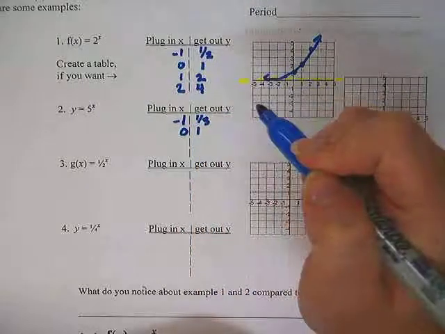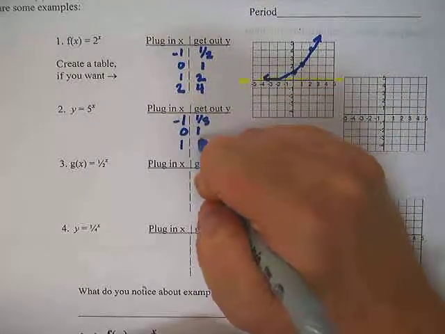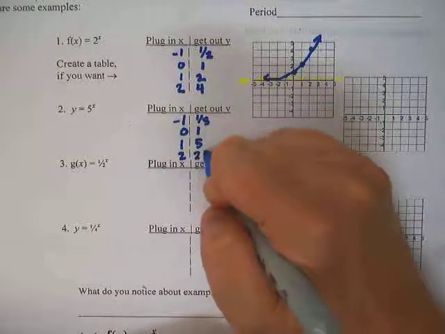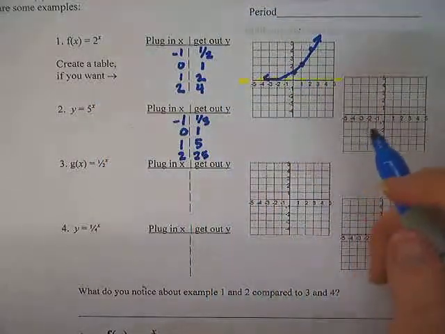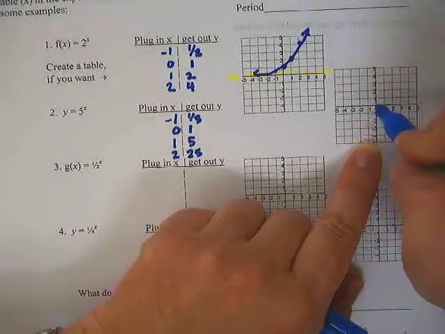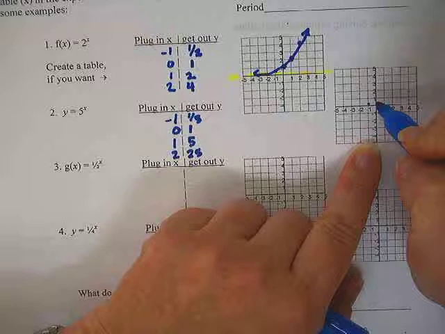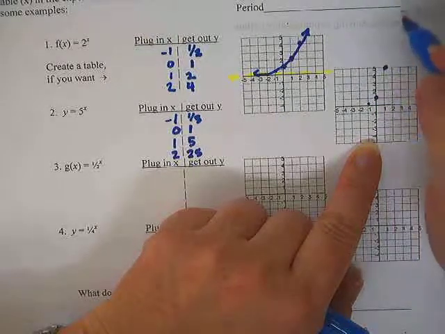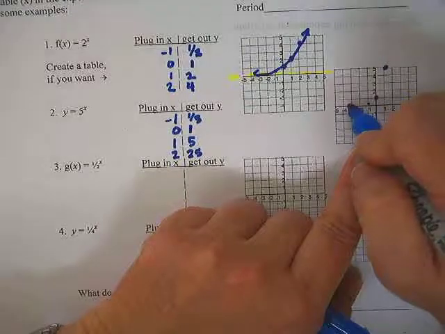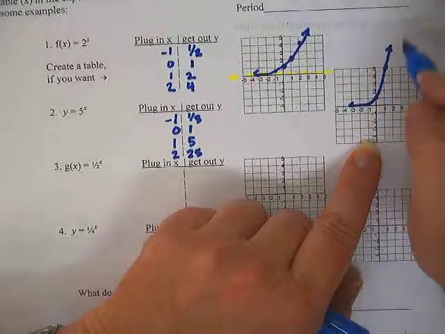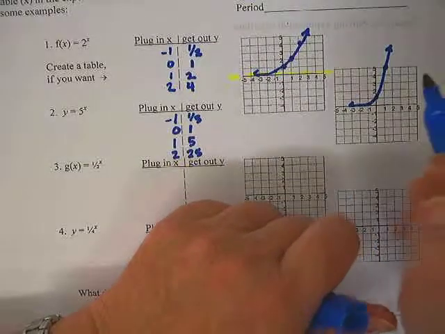So if we plug in a negative 1, this time we get a 1/5. Plug in 0, we always get 1. Plug in 1, we get 5, and plug in 2, we get 5 to the second power, which is 25. Look how big it got really quickly. So now let's graph these points and see what the difference is. Negative 1, 1/5; 0, 1; 1, 5; and then of course the next one's off the graph. So what do you notice about our exponential function?